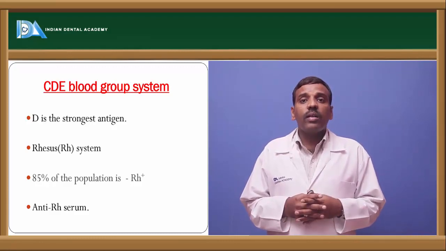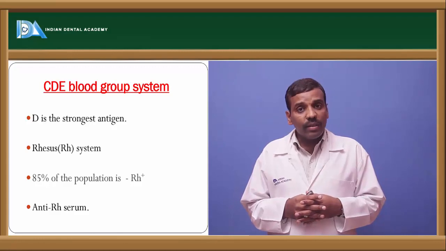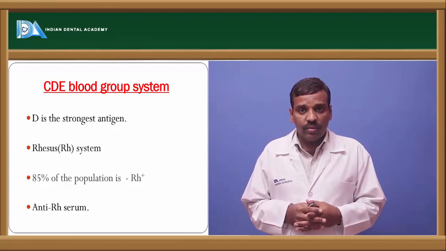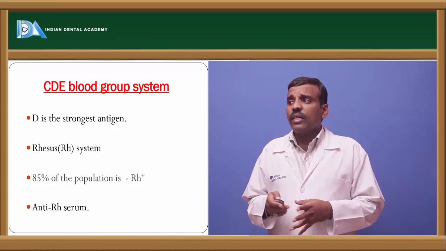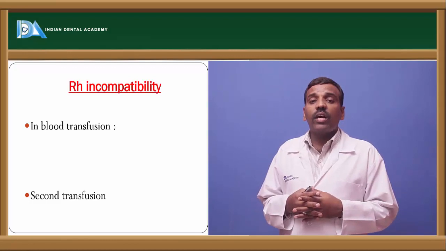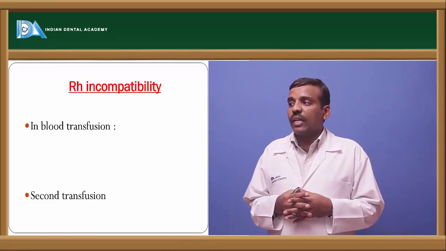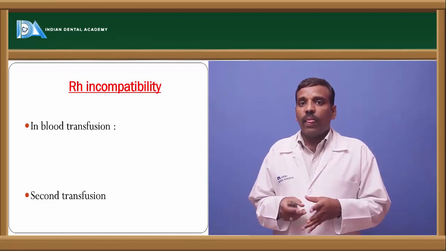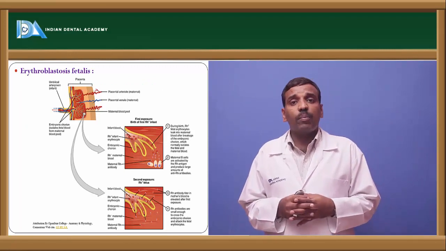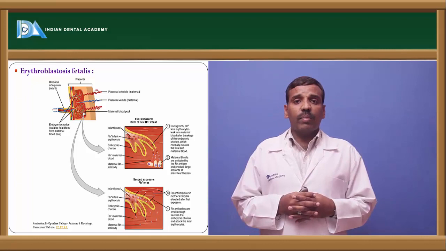This RH system was discovered by Karl Landsteiner and Alexander Wiener in the 1920s. Next, RH incompatibility arises in blood transfusions and second transfusions. Another one is erythroblastosis fetalis, which is the applied aspect of RH incompatibility.